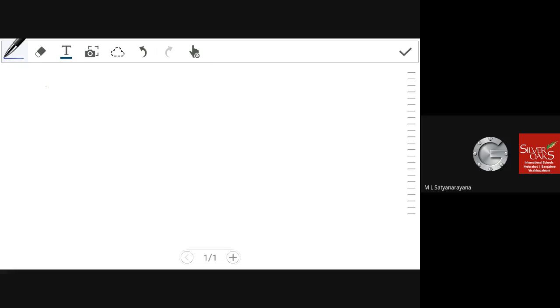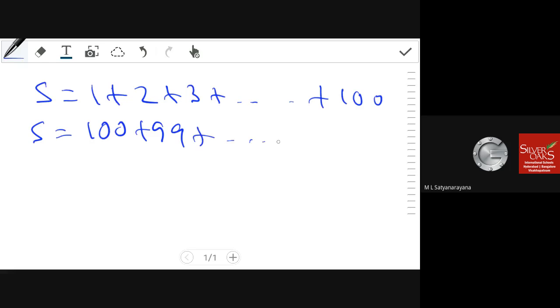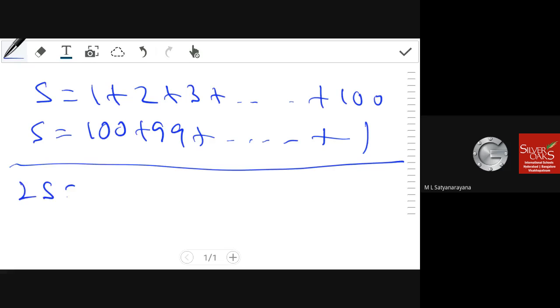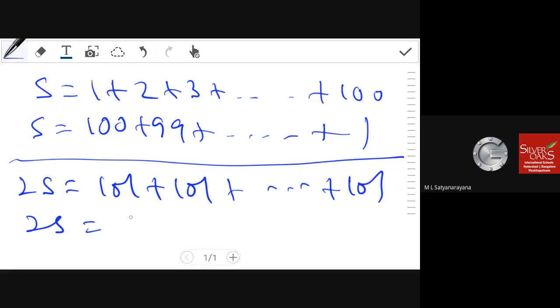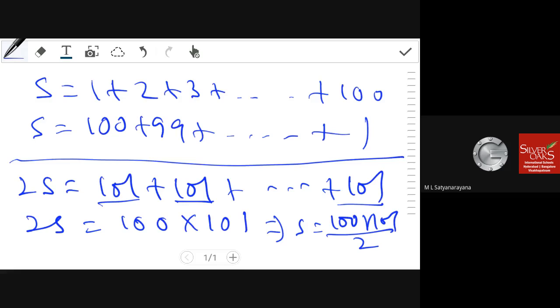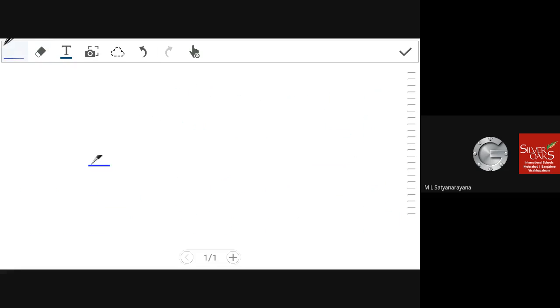Suppose you want to do 1 plus 2 plus 3 and so on up to 100. The same logic you can apply. It's very simple. So S will be again 100 plus 99 plus and so on plus 1. Now you add: 2S is equal to 100 plus 1 is 101. Again you'll get 101, and the last term is also 101. So 2S is equal to, how many 101s will we have? We have 100 of them, because the terms are 100. So from this you get S equal to 100 into 101 by 2. If you simplify it, you'll get 5050. That is the sum of the first 100 natural numbers.